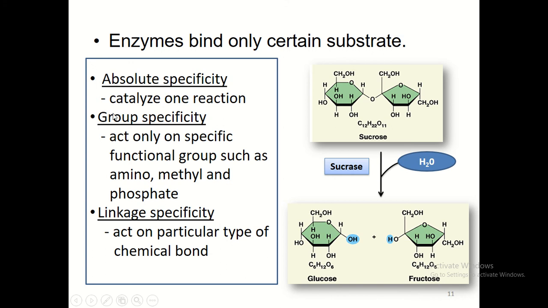Okay, and next one is group specificity, in which the active site of the enzyme will only act upon a specific functional group. For example, enzyme A only reacts with a substrate that has the functional group of amino. Enzyme B will react with a substrate with a methyl or phosphate group. Last is linkage specificity, in which the enzyme will only act on particular types of chemical bonds.